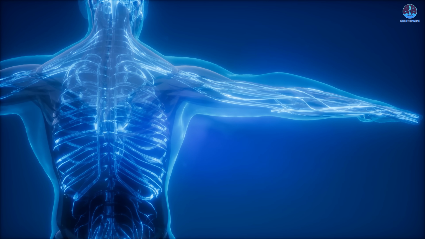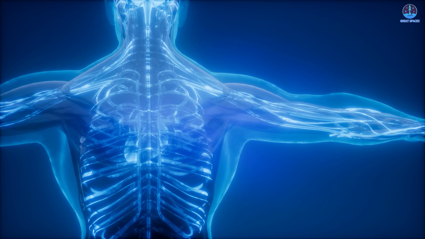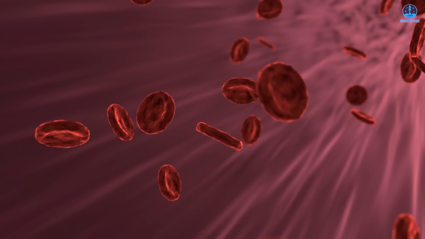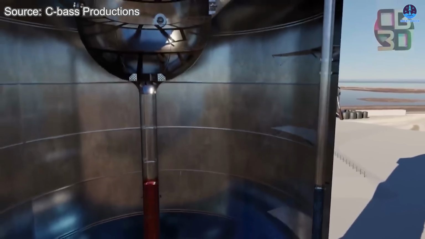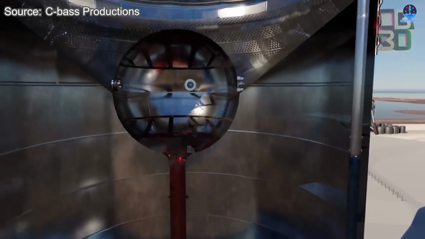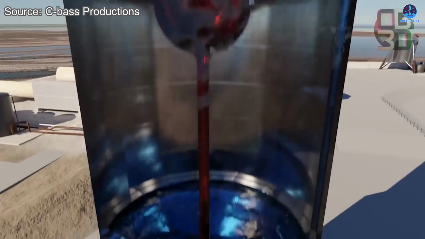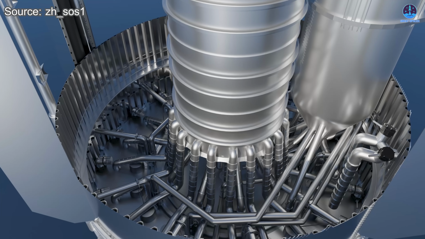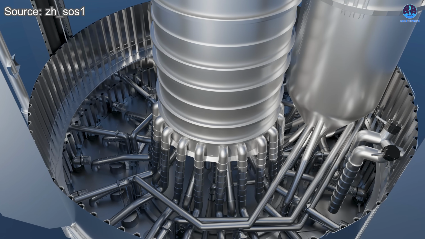In the human body, blood vessels are essential. When they fail to function properly, overall health is compromised. For Starship, fuel lines serve the same critical role. They act as the vehicle's blood vessels, forming a system that is extraordinarily complex and absolutely vital to successful operation.